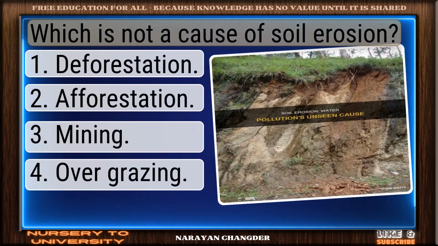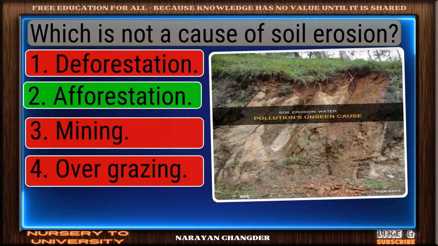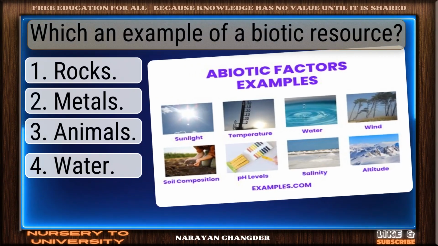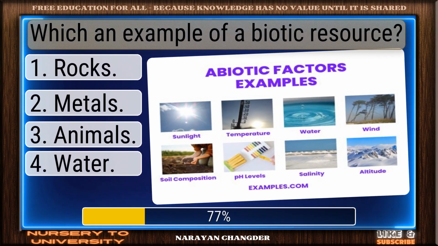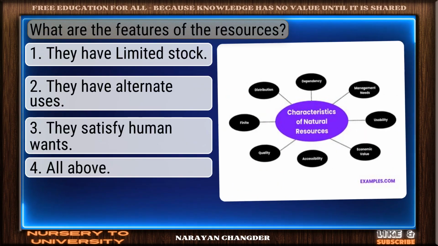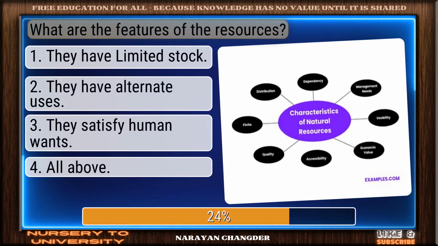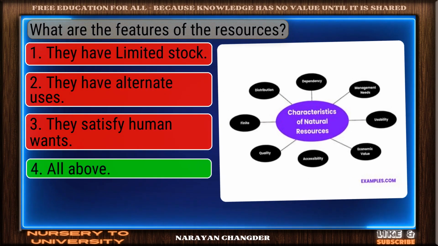Which is not a cause of soil erosion? Strong choice. Afforestation is right. Which is an example of a biotic resource? Solid response. Animals is valid. What are the features of the resources? Well done. All above is right.